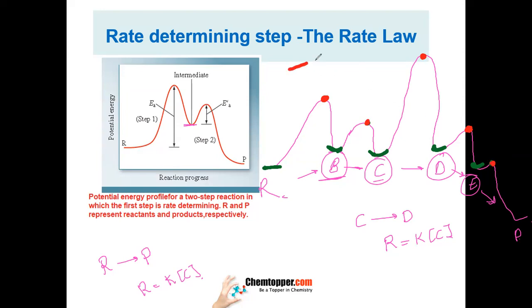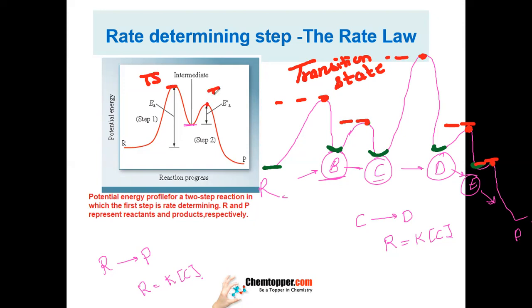Transition state. Big thing. I will explain you in detail as it comes up more. Transition state is of highest energy. You can see that. They are of very high energy. And these transition states, we can write it like TS. This one is TS. This one is TS.